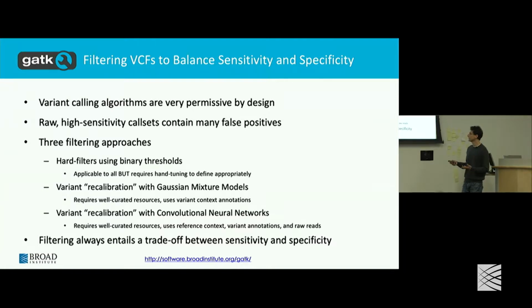So filtering is always going to be a trade-off between sensitivity and specificity. And so these different approaches may give you a better response, but a filter can only reduce the sensitivity. So the job of discovery is left to HaplotypeCaller, and here we're just worrying about precision.